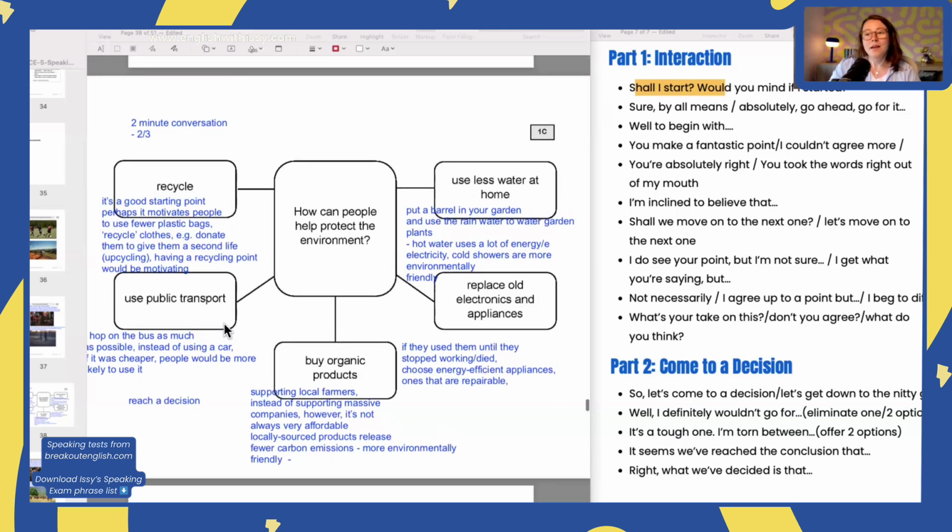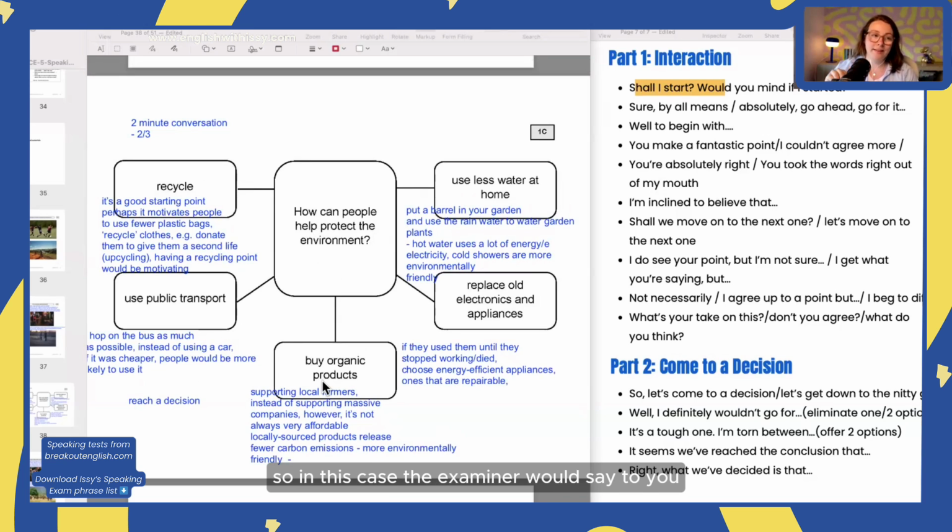So, when it comes to the second part of speaking part 3, the examiner is always going to ask you a question in which you have to make a decision. So in this case, the examiner would say to you, thank you. Now you have about a minute to decide which is not important to protect the environment.